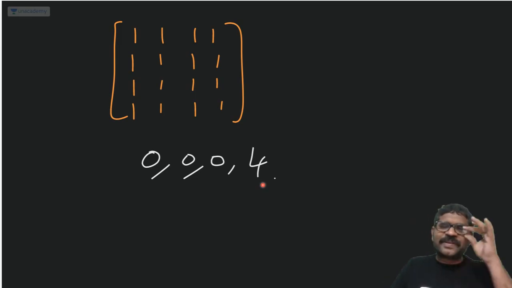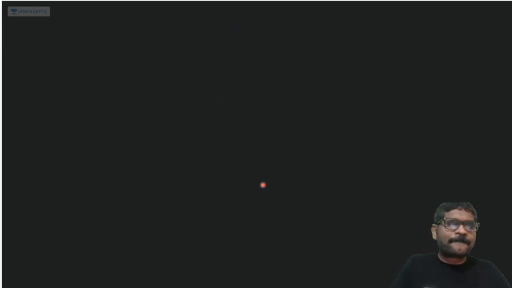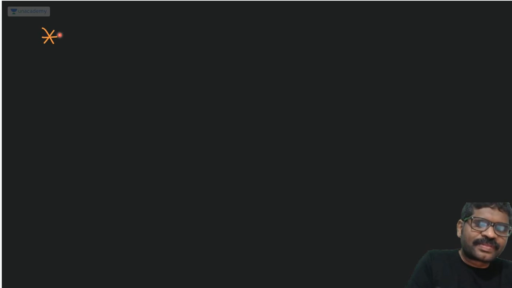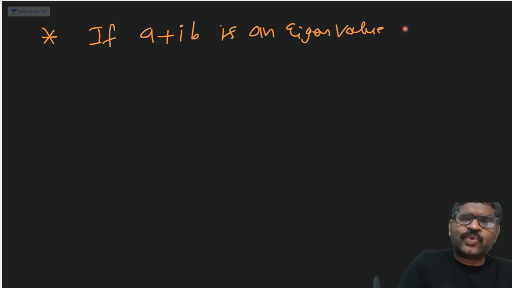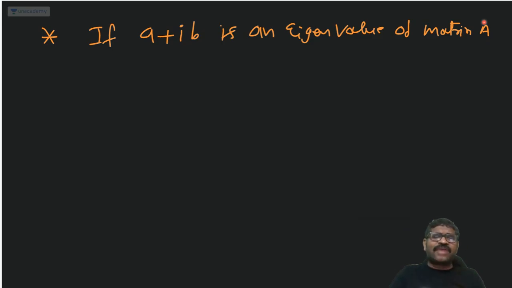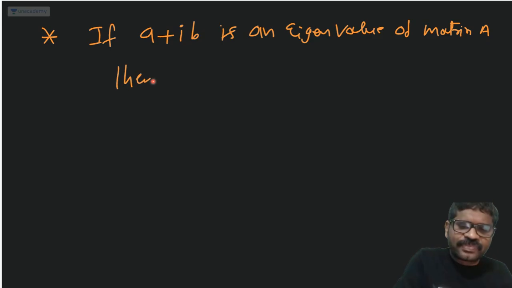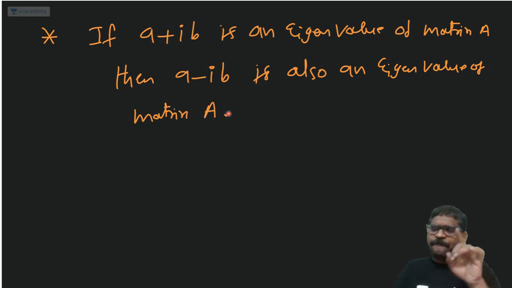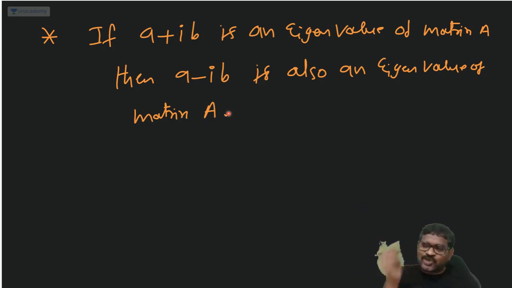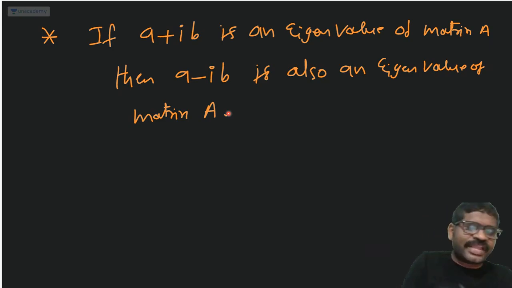Now, next property. If A plus iB is an eigenvalue of matrix A, then compulsorily A minus iB is also an eigenvalue of A. If A plus iB is one of the eigenvalues, compulsorily A minus iB is also another eigenvalue of matrix A. Next property.